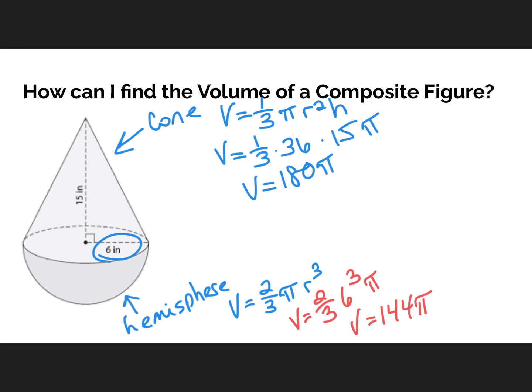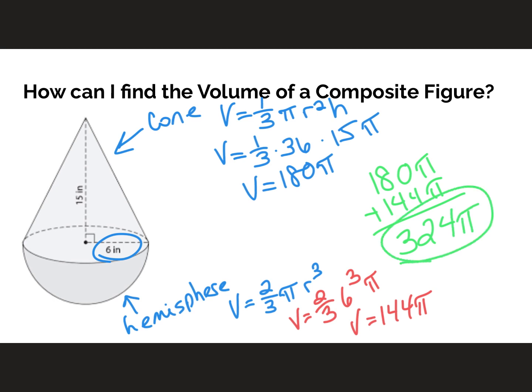Again, I'm just going to add these. So when I add these together, it's just going to be 180 pi plus 144 pi, which gives me a total of 324 pi. Again, we can multiply those out to find it, but that's our total volume. We just add our two volumes together.